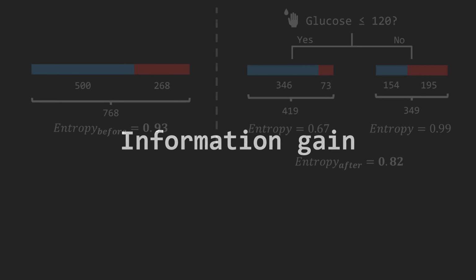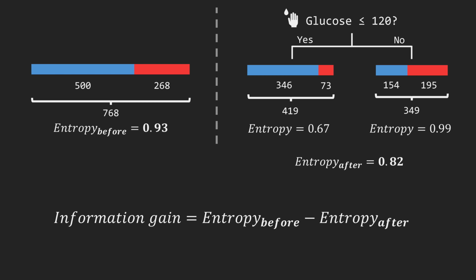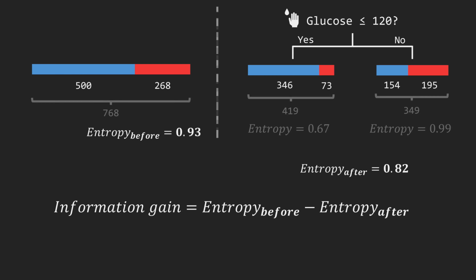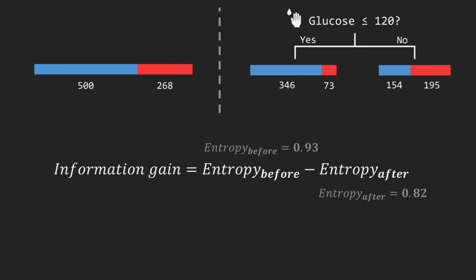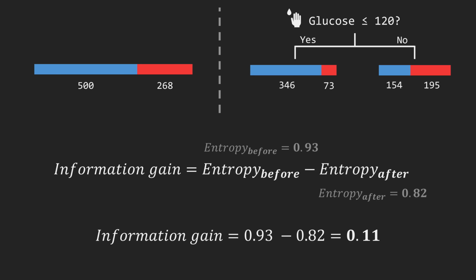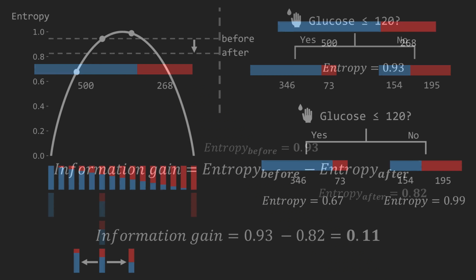Information gain is simply entropy before minus entropy after. The reduction caused by the question. In our case, for glucose less or equal to 120, the information gain is 0.11.